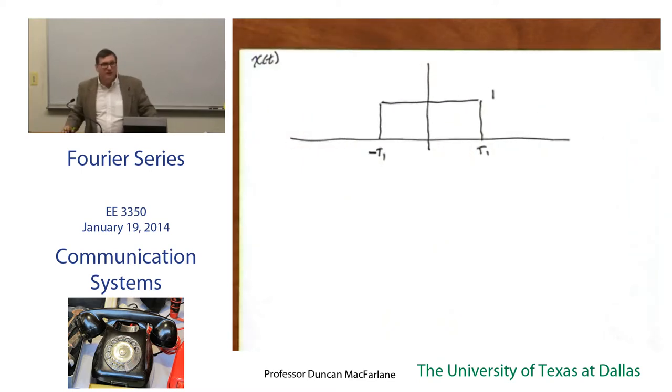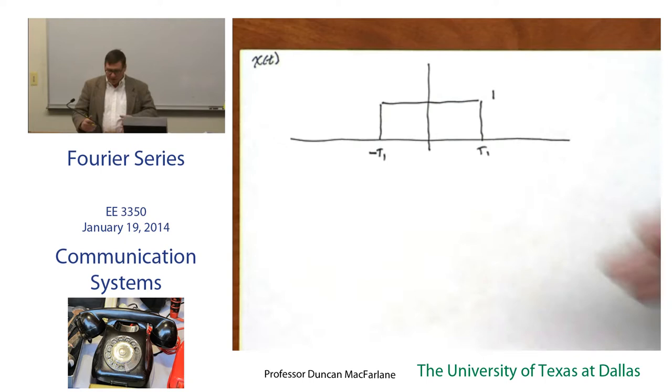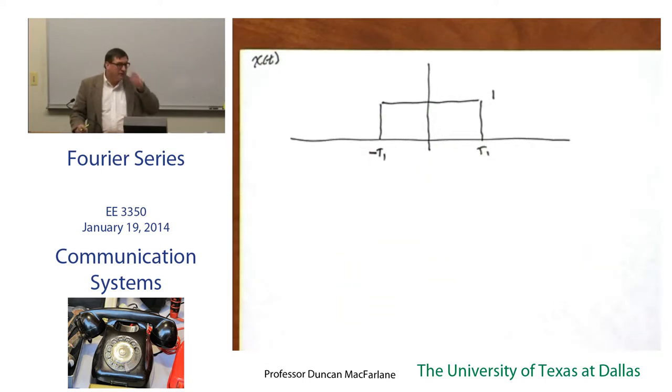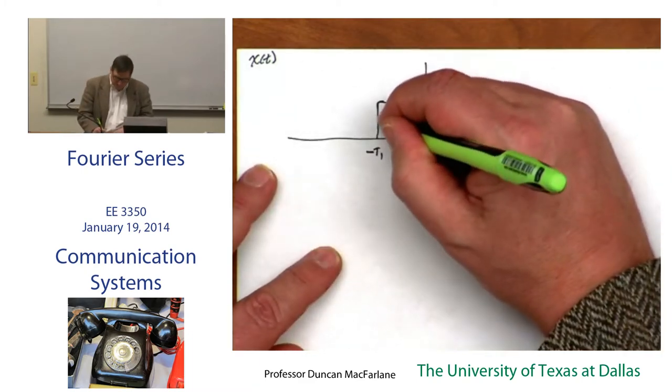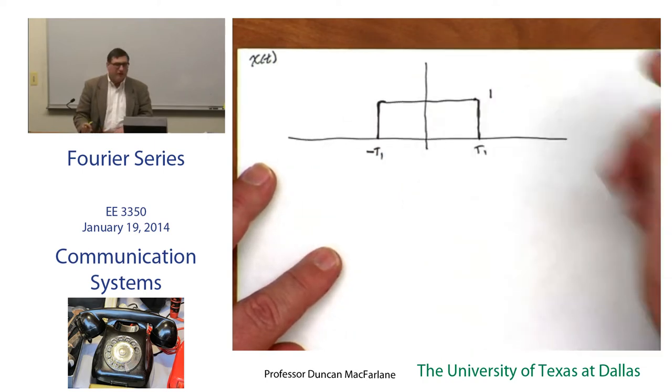So now what do I do if I can't find one? I force one. So I have to pick a time over which I'm interested in this function. Obviously I'm interested in the function from minus T1 to T1. But if I pick T1 or 2T1 as my period, then I'm going to have pretty much a straight line all the way through, a DC component all the way through. And I have a feeling if I do that, I'm going to miss the transition 0 to 1 and 1 to 0.